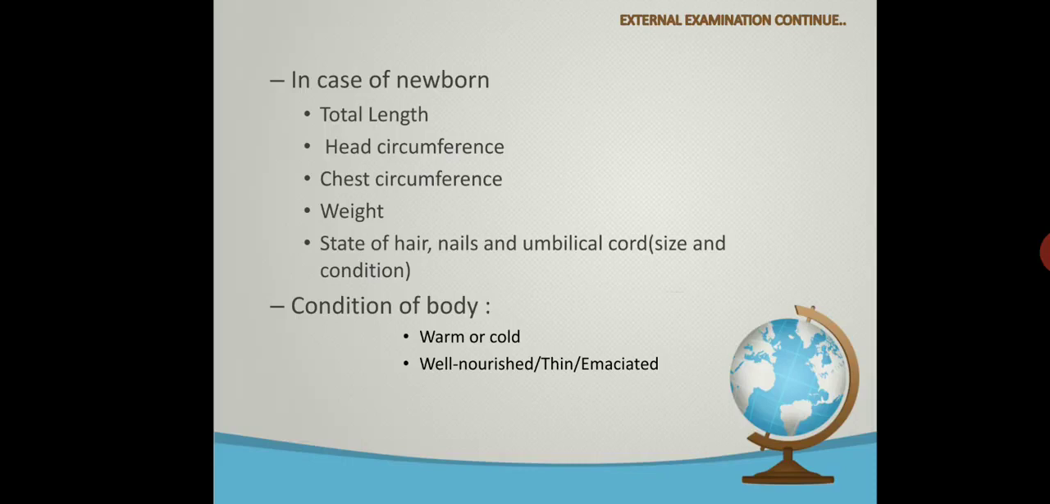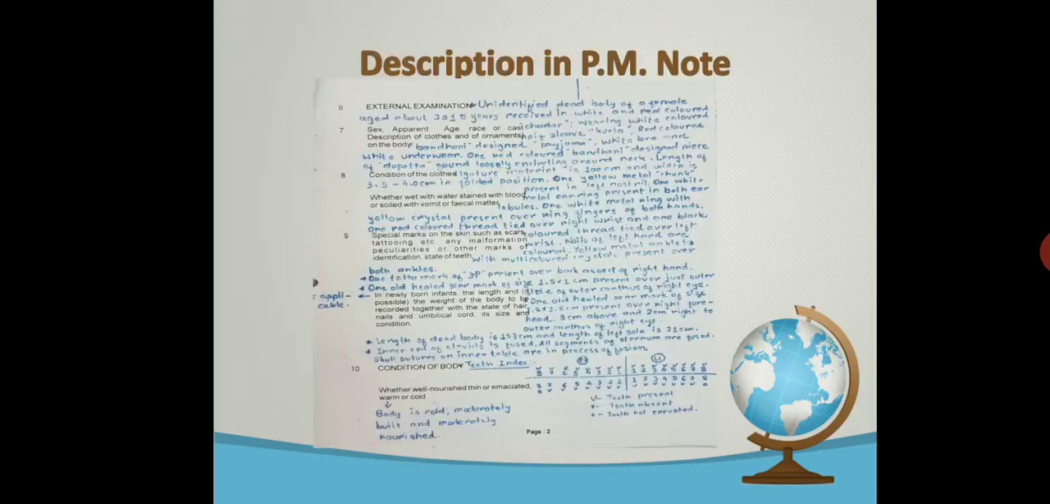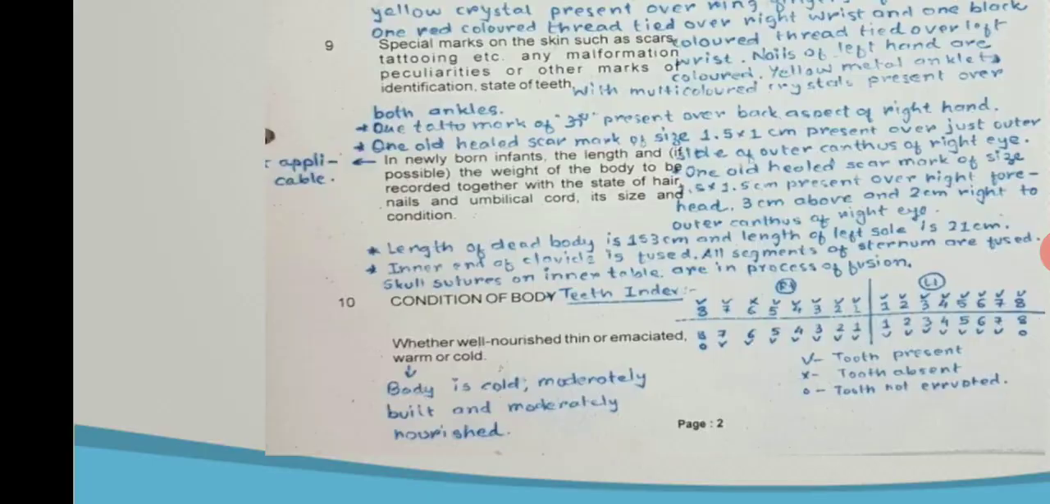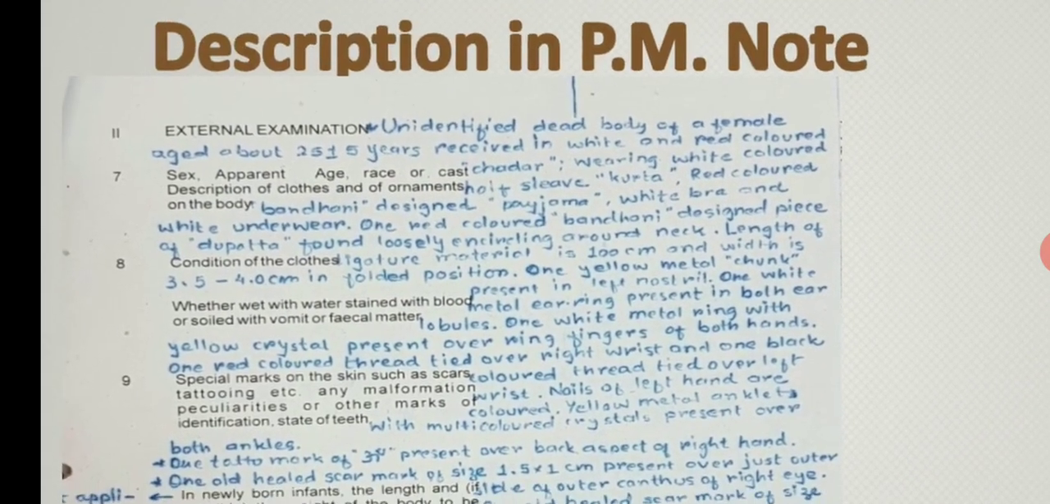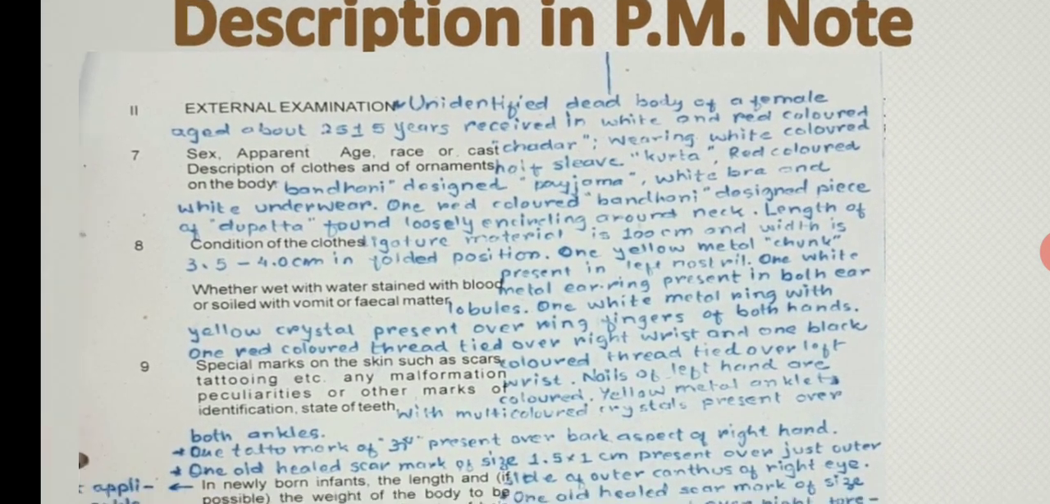Okay, so in column number 10 you have to describe the built and nourishment of the dead body, and also whether the dead body is cold or warm. Okay, so see the description given in the PM report. I will read a small para so you can understand.